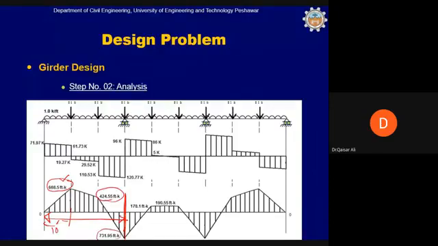In the central portion of the girder, the negative bending moment again changes to become positive bending moment, but the positive bending moment value is very, very small as compared to this value. And then it is symmetrical beyond this point. So we have to design this girder for a negative bending moment.